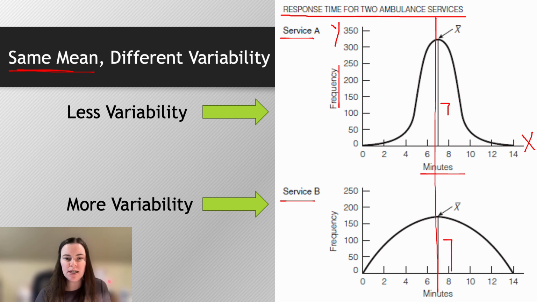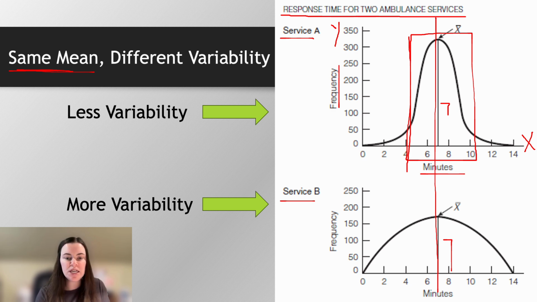However, we do see some variability in terms of how long it takes these services to respond. Service A, for example, has a lot more clustering around the mean, meaning there is less spread and less variability. So we could expect that the majority of calls for service by service A are going to be responded to between 4 and about 10 minutes. Okay, that's where the majority of our data points are here.